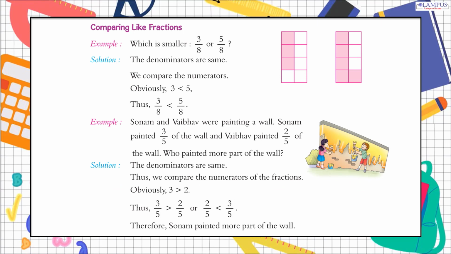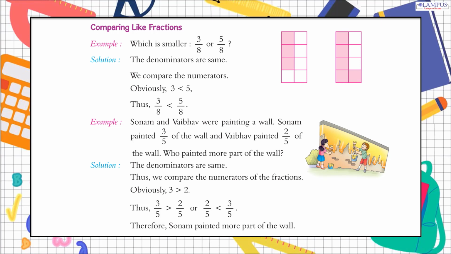Example, which is smaller, 3 by 8 or 5 by 8? Solution. The denominators are same. We compare the numerators. Obviously, 3 is less than 5, thus, 3 by 8 is less than 5 by 8.